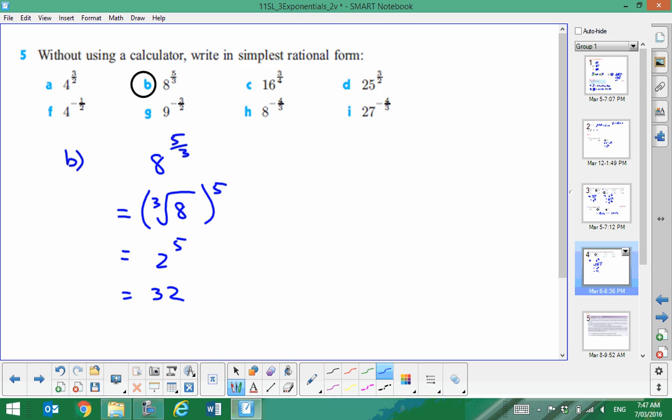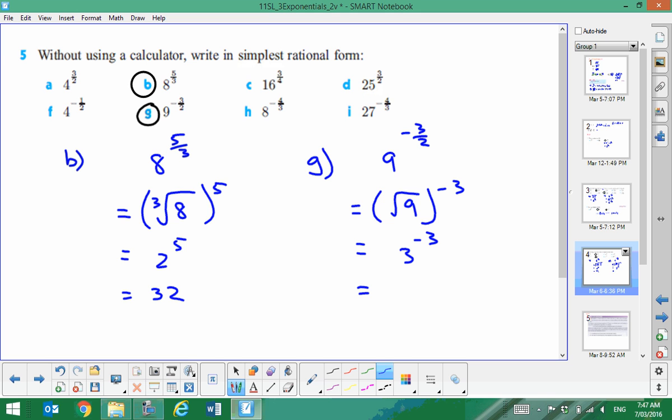All right, these other ones, let's do this one as well. Negative exponent. So we've got 9 to the minus 3 over 2. It doesn't matter what order you want to take that in. I'm going to take the square root of 9 and then have it to the power of minus 3. So 3 to the power of minus 3. 3 cubed is 27. So it's 1 over 27. All right.